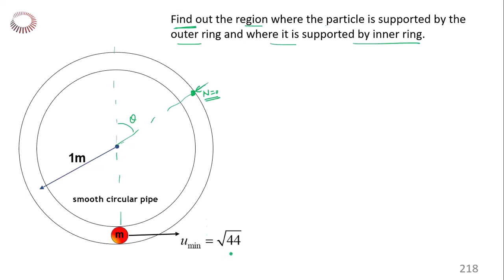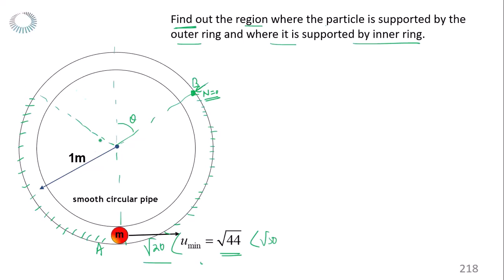So you are projected with a velocity of root 44. That means it is less than root 50 and greater than root 20. So that means the particle will go up to that particular point. Let us say I am giving the naming. This is the point A, this is the point B. So vertically opposite there is another point B. This part is supported by the outer ring, because the particle is projected with a velocity in between root 2GR to root 5GR.